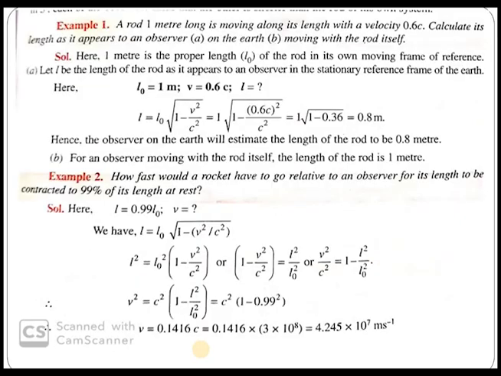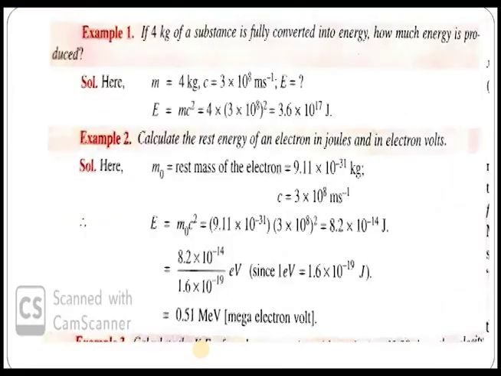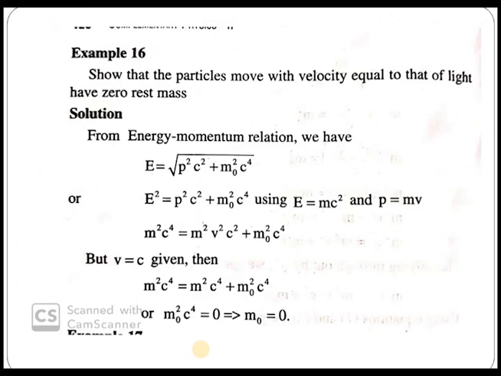Okay, so we'll discuss some of the problems, and I'll give you some of the problems as assignment, and we'll stop it there. Show that particles moving with velocity equal to that of light have zero rest mass. Suppose a particle is having a velocity equal to the velocity of light. The energy momentum relation is E is equal to root of p square c square plus m0 square c raised to 4. And using E is equal to mc square and p is equal to mv, you will get it this way.